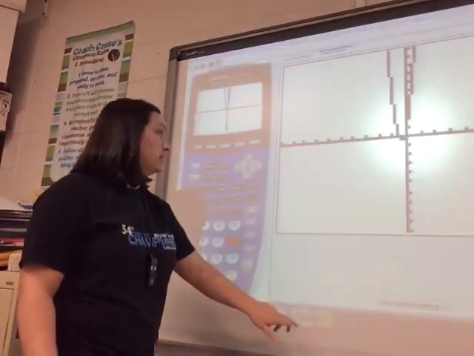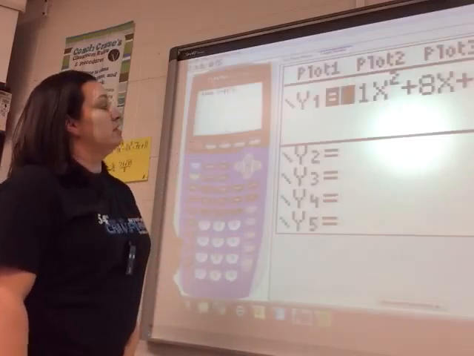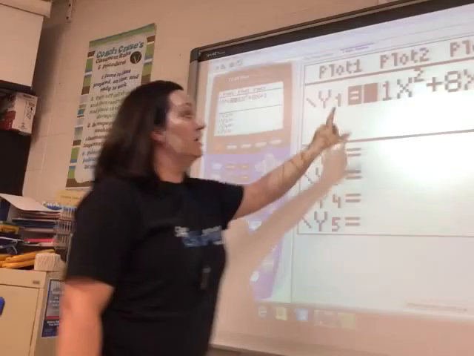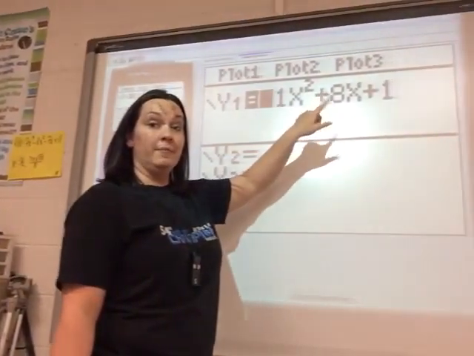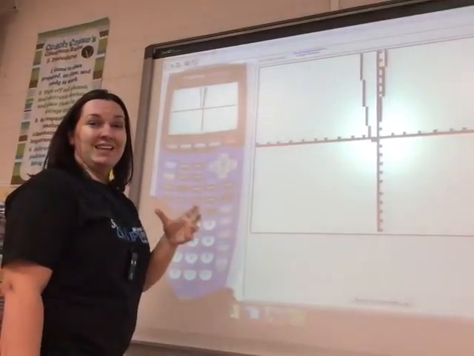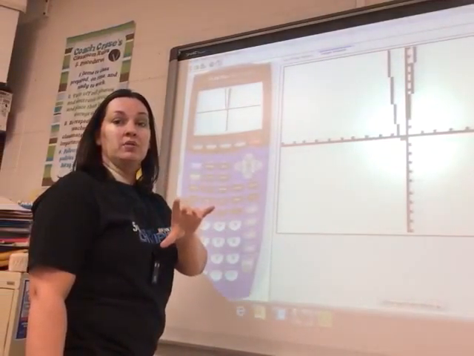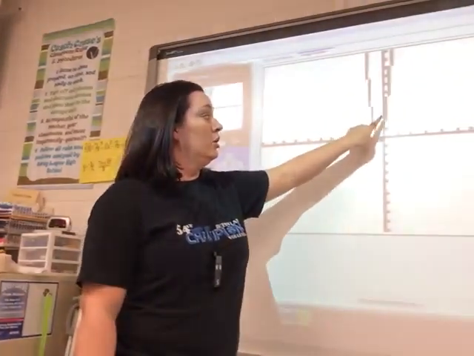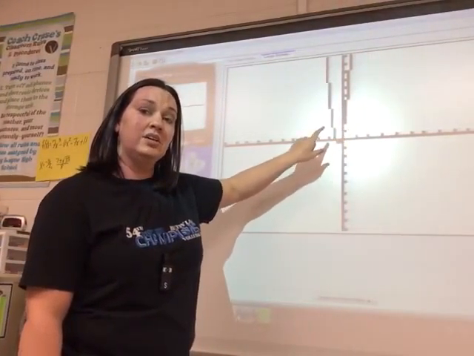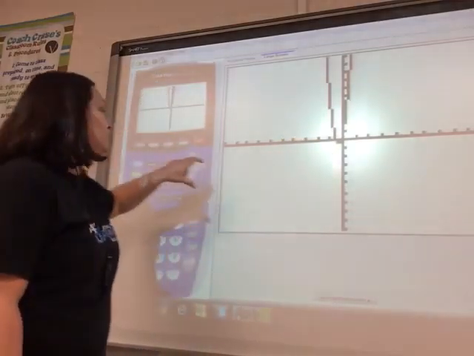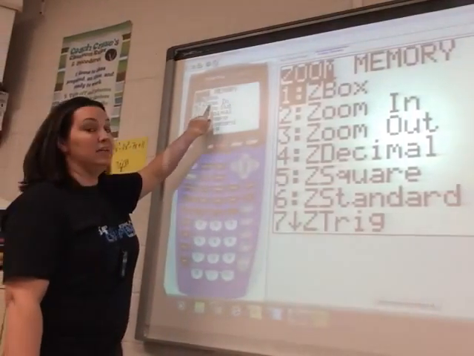Let's check it out. I've got typed into the y1, 11x squared plus 8x plus 1. So here's my quadratic already typed in. Let's hit graph and see what it looks like. That graph's kind of hard to see, so I want to play with the window a little bit, but I want to use zoom because I really care about right here where we touch the x-axis. I can see the graph touches it twice, but I want to see it better. So I'm going to hit zoom, zoom in.